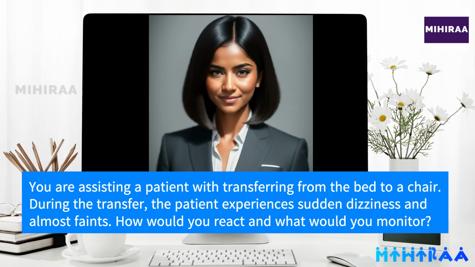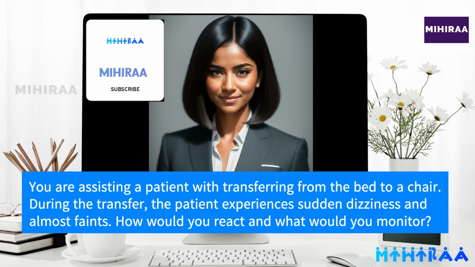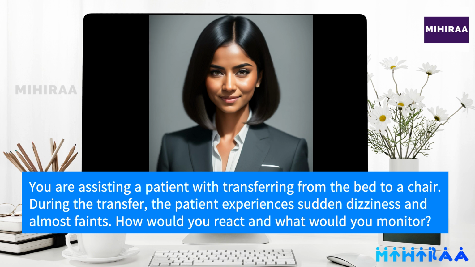Throughout this process, I kept the patient calm and reassured, explaining each step I was taking to address their symptoms. Clear communication was essential to reduce the patient's anxiety and to ensure they understood what was happening. I informed the attending physician or nurse in charge about the incident, providing detailed information about the patient's symptoms, vital signs, and any relevant medical history that could contribute to their sudden dizziness.